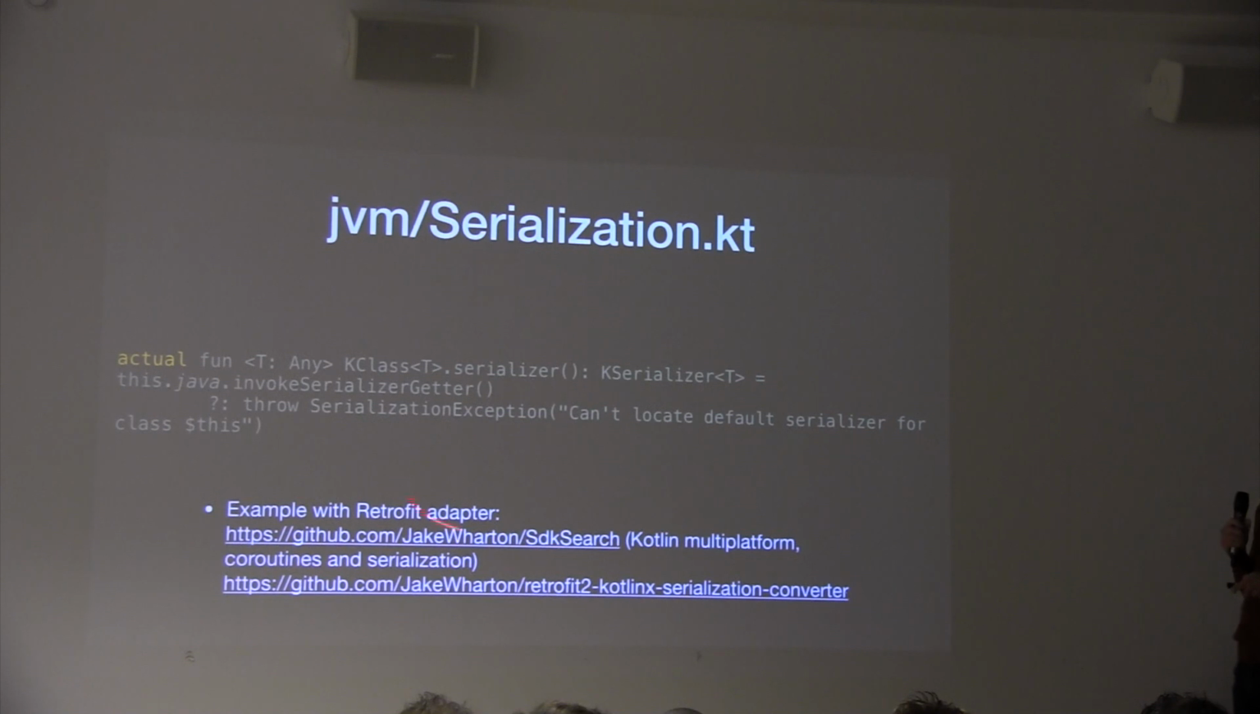And if you want an example of all this working, Jake Wharton recently published an app called SDK Search. It's for Android, and since it's Kotlin multi-platform, it works on Android and as a Chrome extension. It's basically an app for searching the Android SDK. It's very interesting because it's using Kotlin multi-platform. It's an example with coroutines and of using the Kotlin serializer.